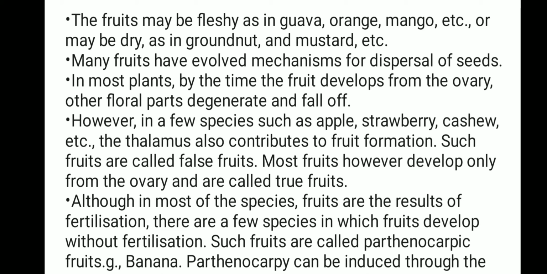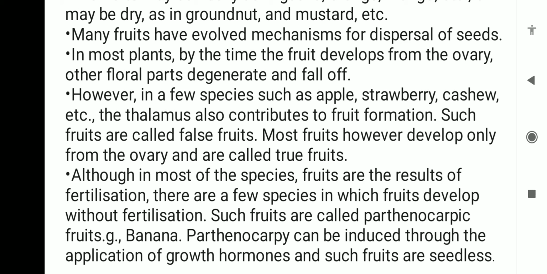So two types of fruits are with us. First are the true fruits, and the other are the false fruits. While writing the difference between true fruits and false fruits, we can write that true fruits are the ones which develop only from the ovary part of the flower, and false fruits are the ones which develop from parts other than the ovary. Apart from the ovary, other floral parts also participate in the formation of the fruit.